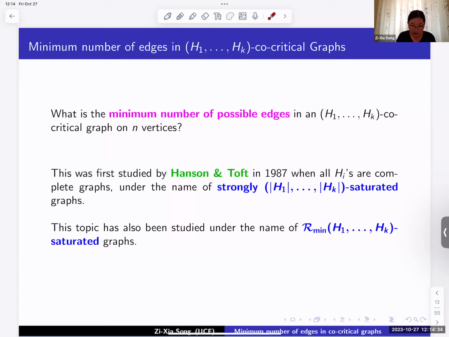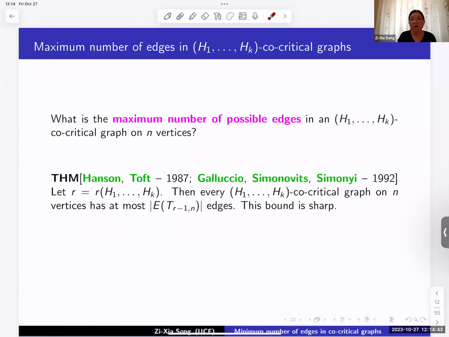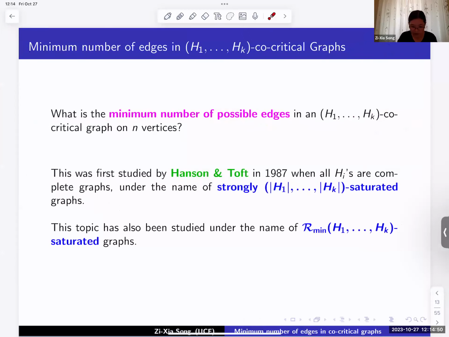Now, this was first studied by Hanson and Toft in 1987. Now, these two groups are working on the same thing, but they actually didn't know they were working on the same thing because they were studied under different names. So let me tell you why. That's why this was first studied by Hanson and Toft in 1987 under this name. And they studied it in the co-critical definition. So Zi-Xia studied it in the co-critical one.